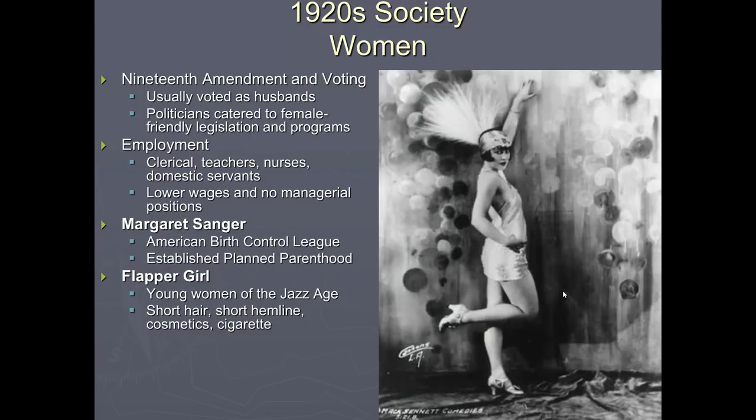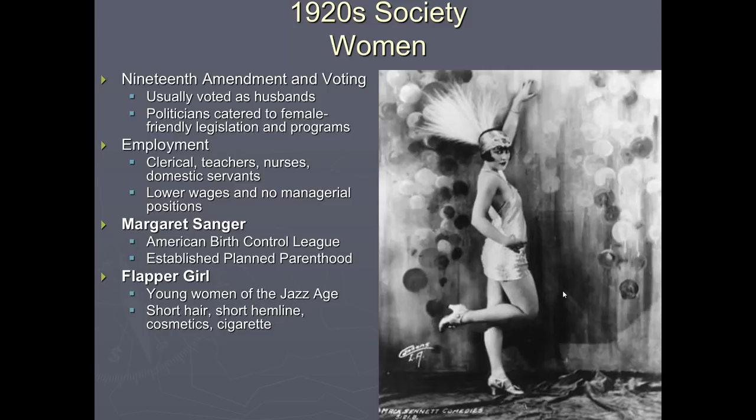Women are going to get the right to vote as a result of the 19th Amendment. They're going to begin to feel more free. And so here you see a picture of a flapper, who were the young women of the Jazz Age. They would cut their hair real short. They would go dancing, smoke, be promiscuous. And most of this is obviously going to happen more in the city.